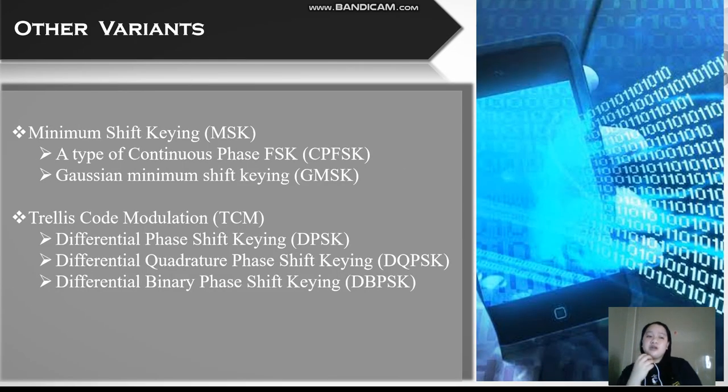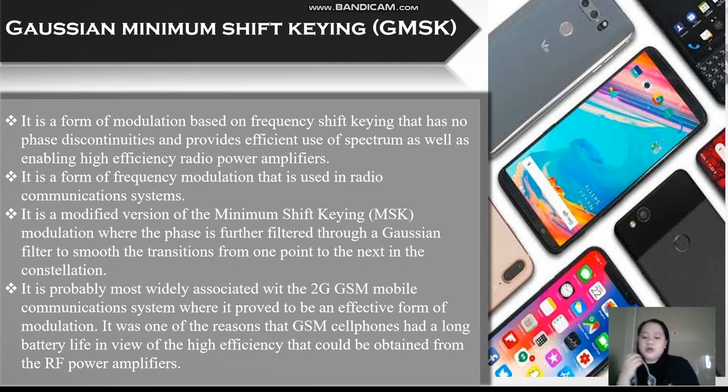So what are the other variants? The other variants are minimum shift keying, MSK, a type of continuous phase frequency shift keying, or CPFSK; Gaussian minimum shift keying, GMSK; trellis code modulation; differential phase shift keying, DPSK; differential quadrature phase shift keying, DQPSK; differential binary phase shift keying, DBPSK. What we're going to talk about more in this discussion is Gaussian minimum shift keying.